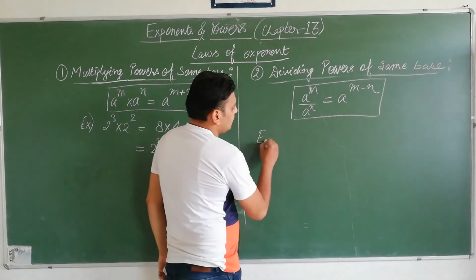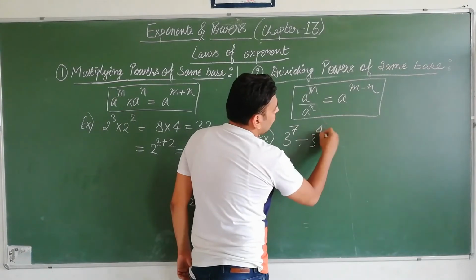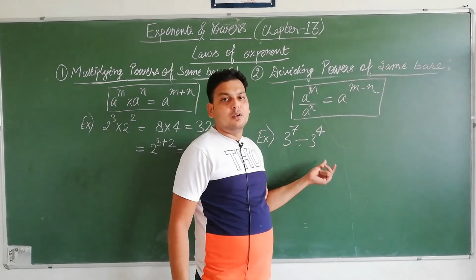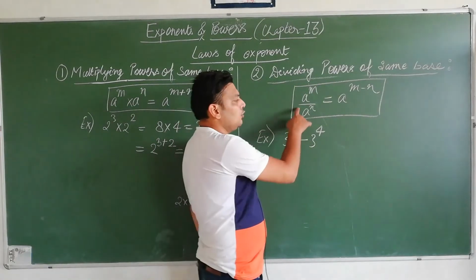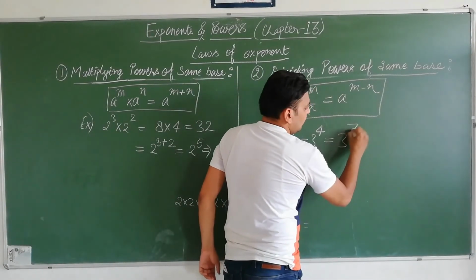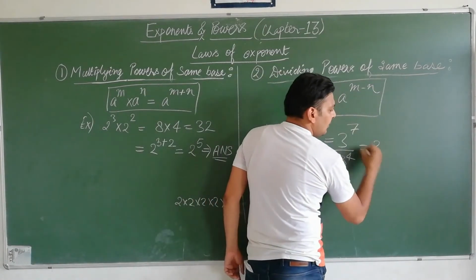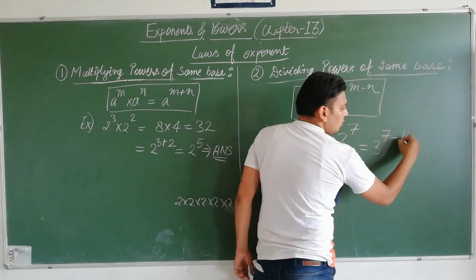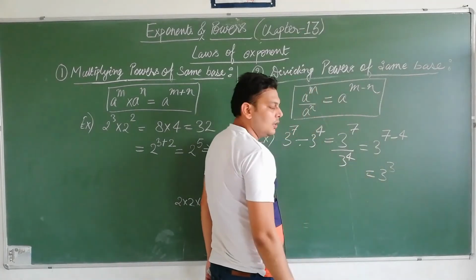An example for this: 3 to the power 7 divided by 3 to the power 4. Okay, if we calculate 3 to the power 7 and 3 to the power 4 and then divide, it becomes a very large calculation. So we will directly use the second law of exponent and solve it. So 3 to the power 7 divided by 3 to the power 4 will become, the base remains as it is and the powers get subtracted. So 7 minus 4. The answer comes out to be 3 to the power 3. Okay.